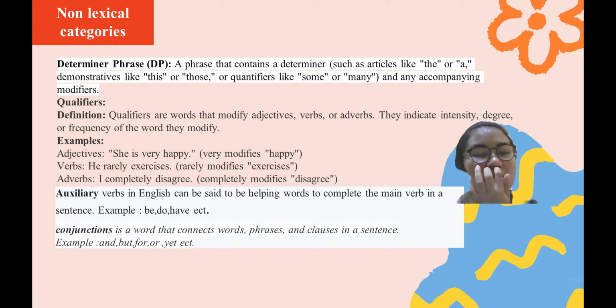Auxiliary verbs in English can be said to be helping words to complete the main verb in a sentence. Example: be, do, have, and etc. A conjunction is a word that connects words, phrases, and clauses in a sentence. Example: and, but, for, or, yet, and etc.